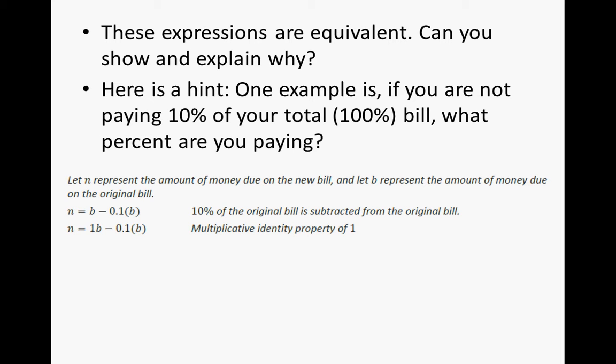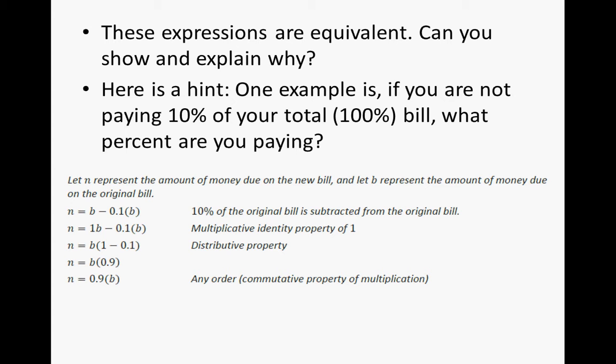The new bill is 1B, because B means 1B, that's the multiplicative identity property of 1. And now we can factor out a B from each term because we're using the distributive property. So it'd be B times the quantity of 1 minus 1/10, and that means it would be B times 9/10. Or, because we can use any order, the commutative property of multiplication, we would typically write it as 9/10 times B. So the new bill is 90% of the original bill.